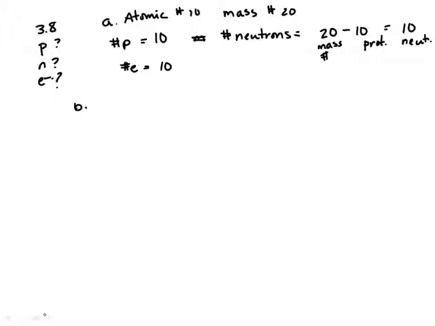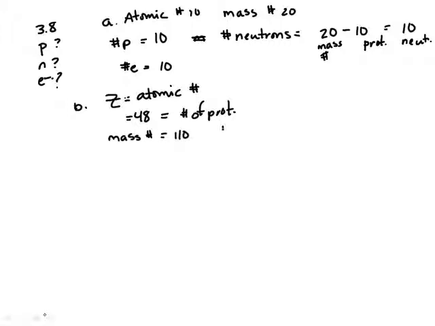B, I have a mass number of 110 and a Z of 48. Now Z is just the same as the atomic number, so don't let that fool you. And it tells me that's 48. So that must also be my number of protons. My mass number is 110. So my number of neutrons will be my mass number minus the protons. So let's see, that's going to be 110 minus 48. What is that, 52? 52 neutrons.